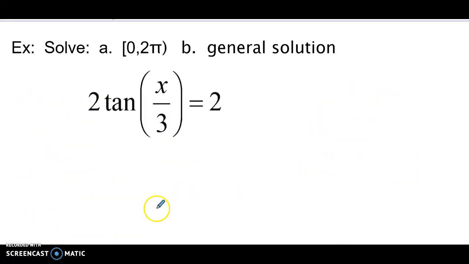Next example. All right, let's have you guys try this one. It'll be really similar to the previous one. Go ahead, put me on pause.